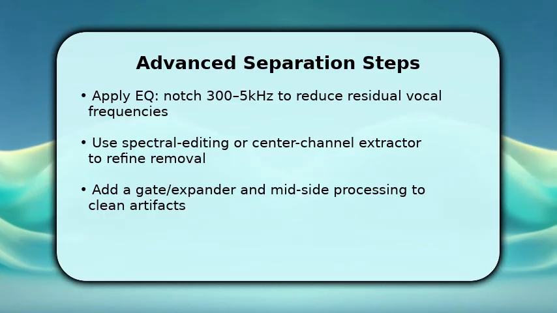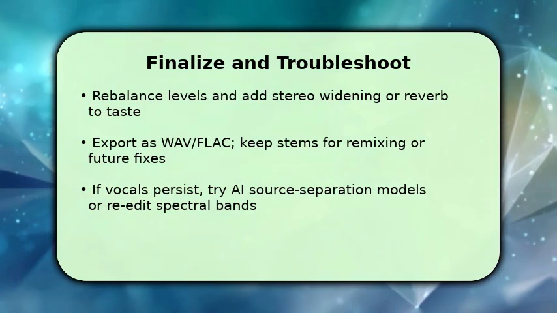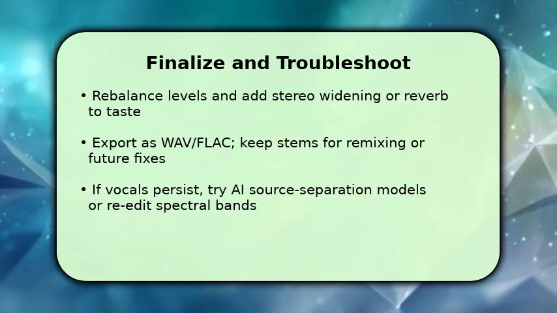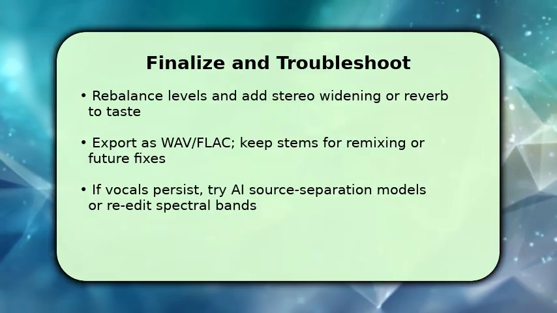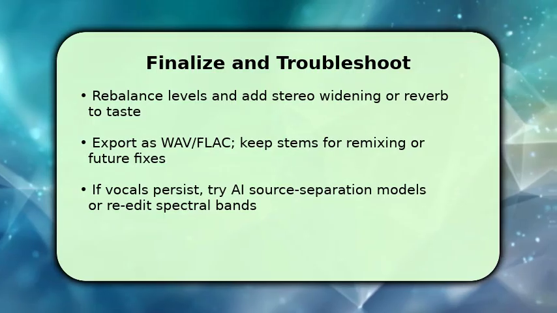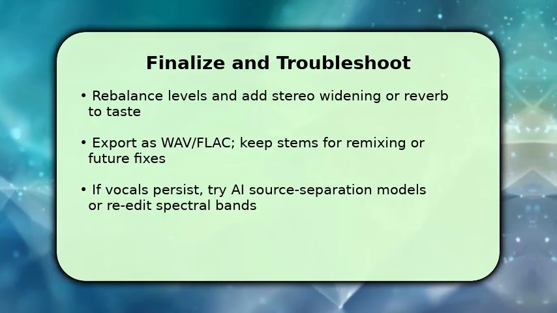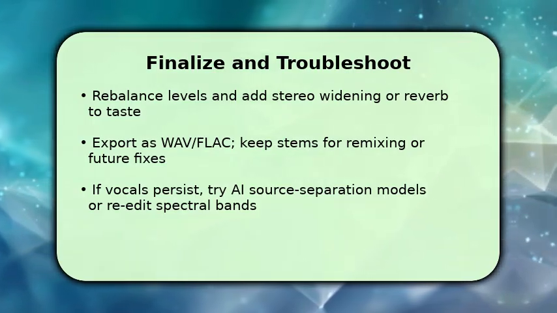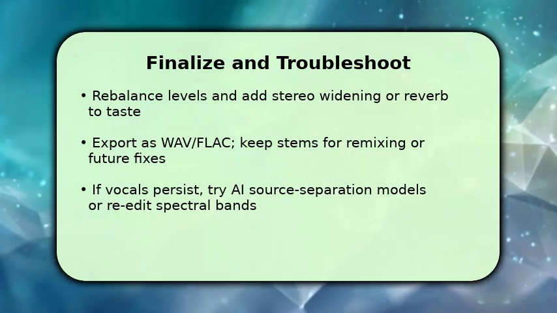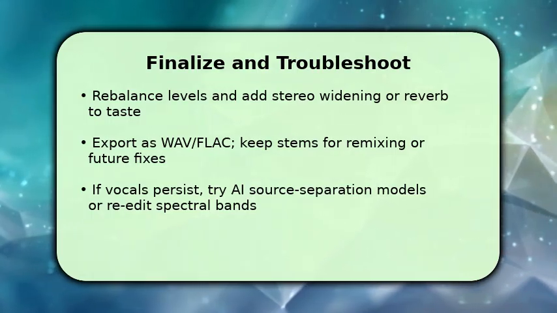This reduces artifacts. You finish by rebalancing the stereo image and compensating for any tonal changes. Add subtle stereo widening and a light reverb to glue instruments back together. Once satisfied, export a lossless WAV or FLAC and archive the stems so you can revisit the mix.